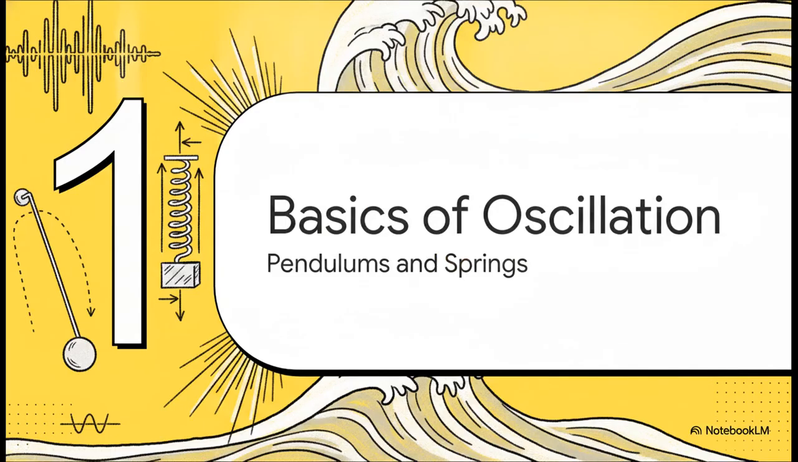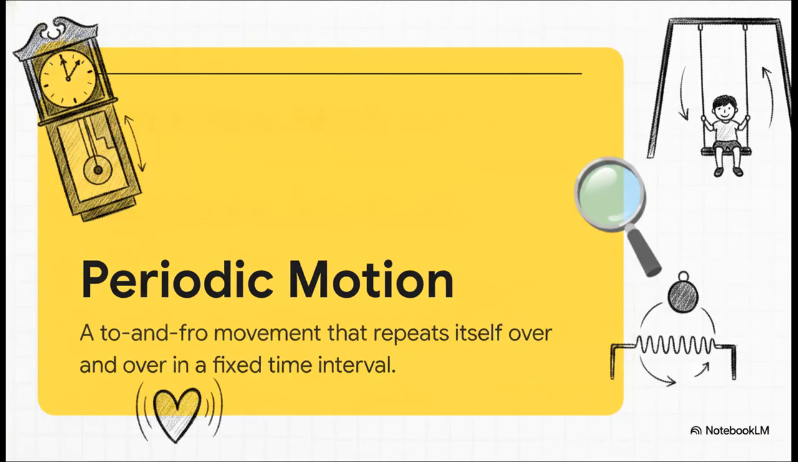All right, Section 1. The basics of oscillation, looking specifically at pendulums and springs. To truly understand massive waves that can literally cross oceans, or how sound can fill up a huge concert hall, we actually have to start small. We need to look at the simplest component first, which is periodic motion. Now, the definition is a to and fro movement that repeats itself over and over in a fixed time interval.